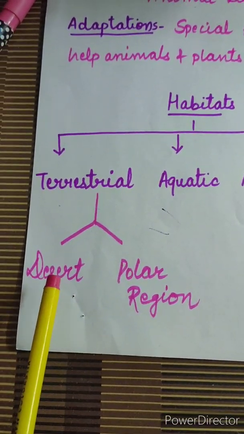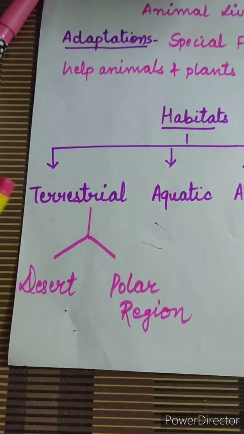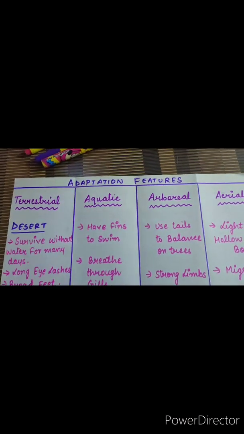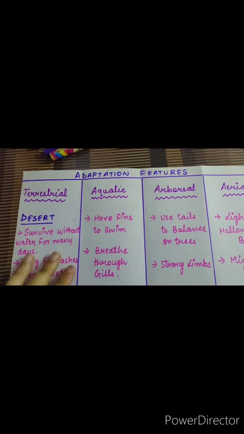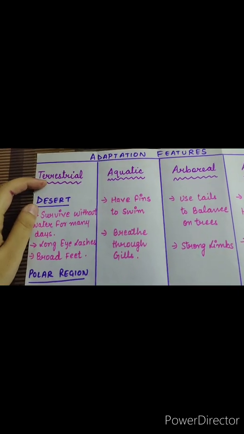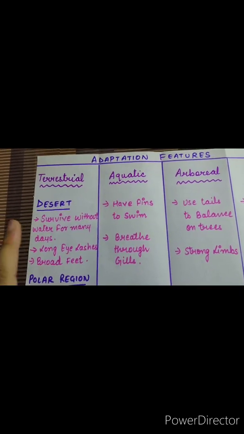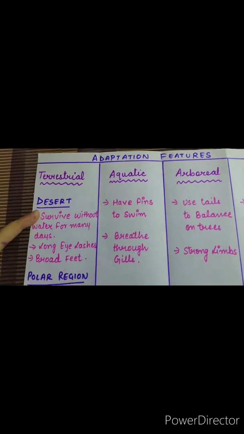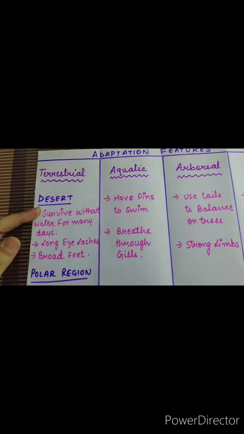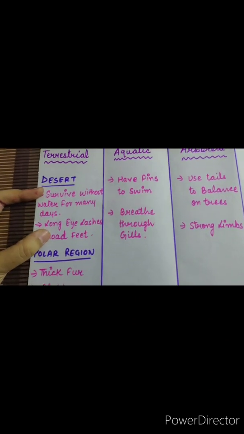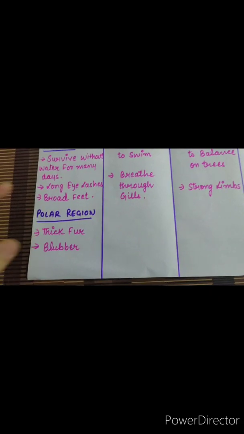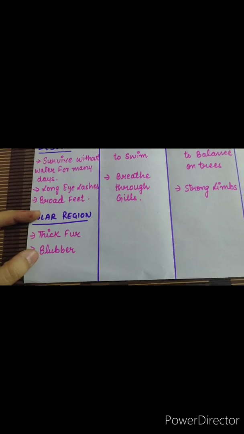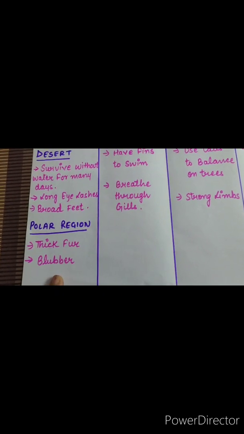Students, animals present in desert and polar regions have different adaptation features, right? Quickly discuss adaptation features shown by different animals of these habitats. Firstly, terrestrial habitat, desert. Students, animals living in desert, for example, camel, they can survive without water for many days. They have long eyelashes and broad feet. Second, polar region animals, they have thick fur on their body to keep themselves warm, and they have a thick layer of fat known as blubber.